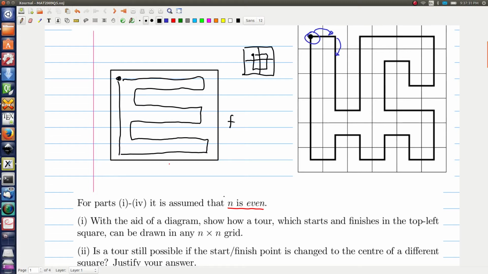So this works for all n, because we can see that we can, for all n which is even. I guess this is the real point of the question, which is that for each pair of rows, or each pair of columns if you do this rotated 90 degrees, we end where we start. So for each pair of rows, we can end where we start.